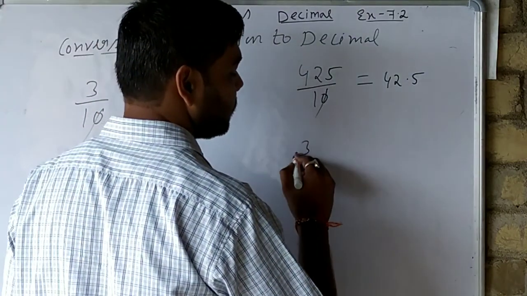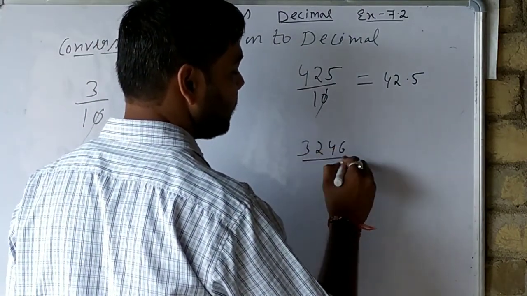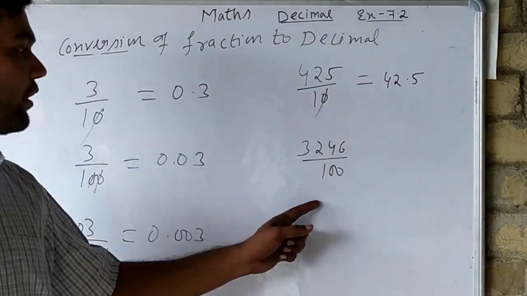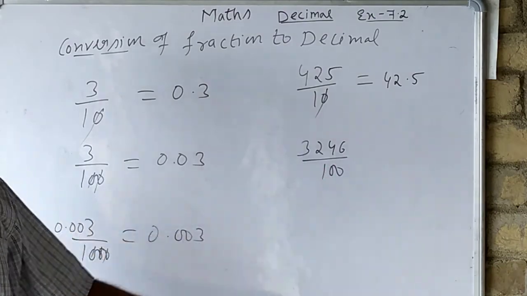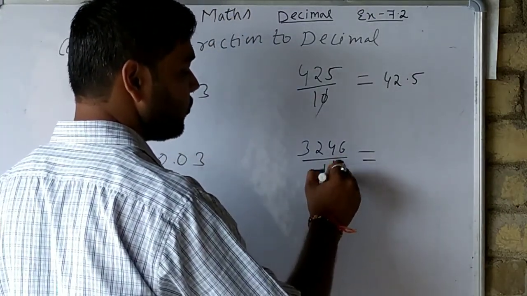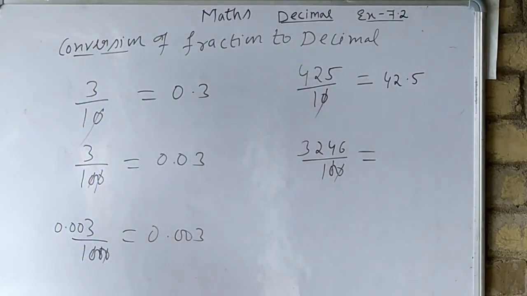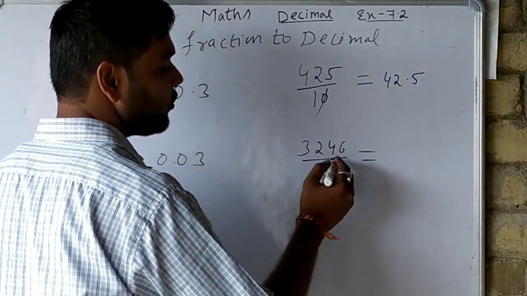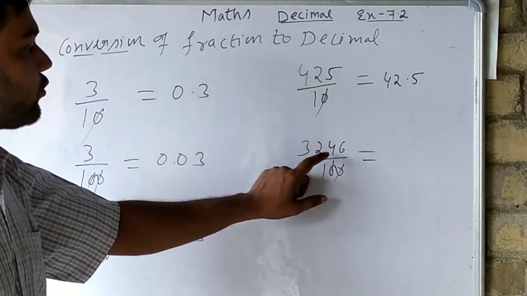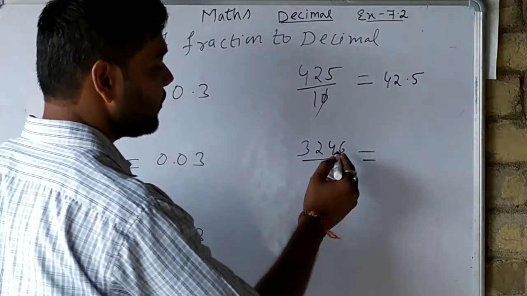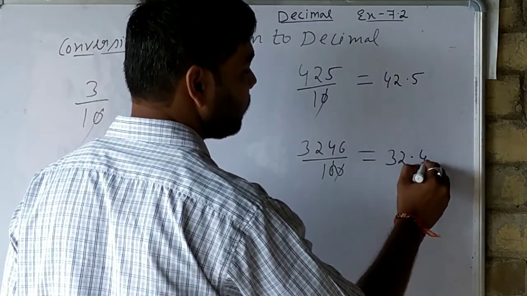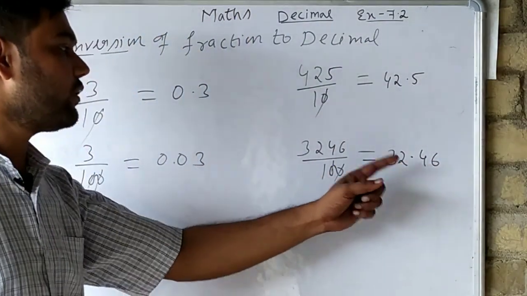Suppose we have 3246 by 100. What will we do? We have to convert it into a decimal. How do we convert into a decimal? We will remove 2 zeros. We are removing 2 zeros. So the decimal will jump 2 places from this side, that is from 6 to before 4. 32.46. Before 4 we will have the decimal.